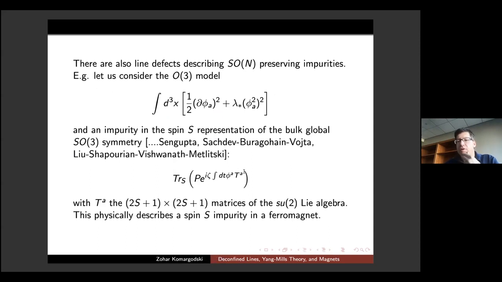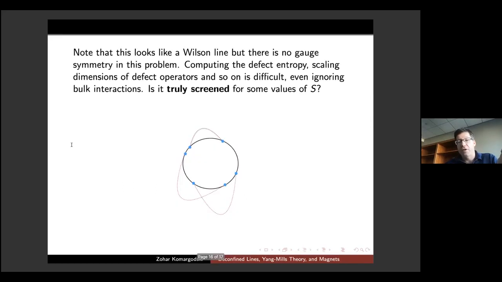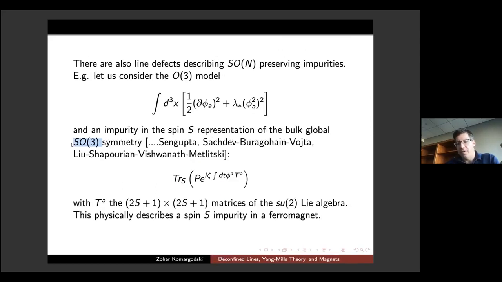There are even more interesting line operators, let's say in the O(3) model, which don't involve turning on background external fields. So here you start from some quantum mechanics on the line, which is a spin S representation of SU(2). You couple it to the bulk, and you get something that looks a lot like a formula for Wilson lines. But here there is no gauge field. It's a path-ordered exponential of Wilson-Fisher fields, and the trace is taken in some spin S representation of the SO(3) symmetry of Wilson-Fisher. It's a very interesting problem to solve this line operator.